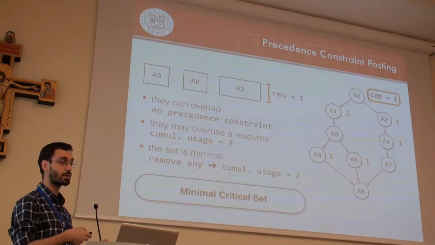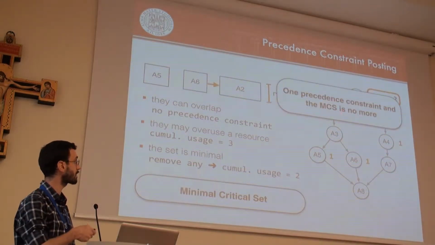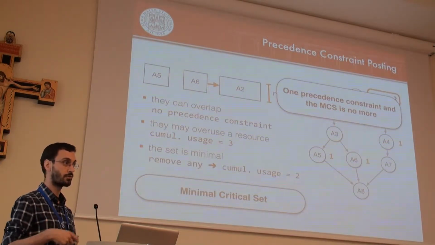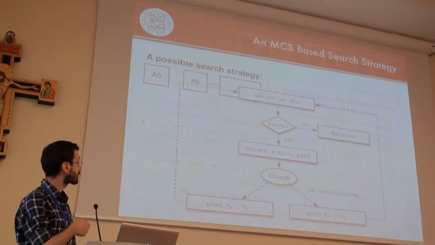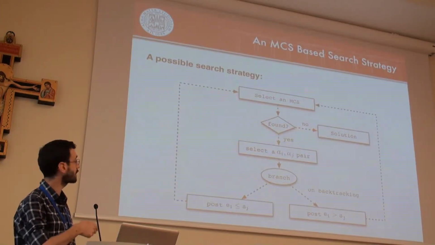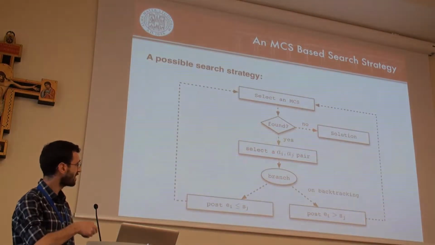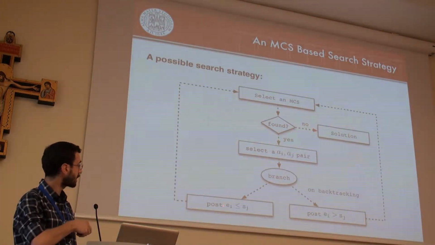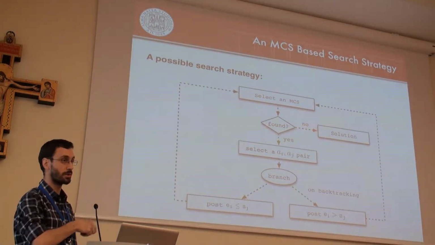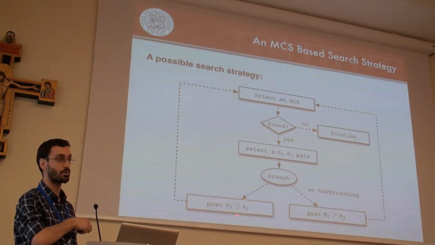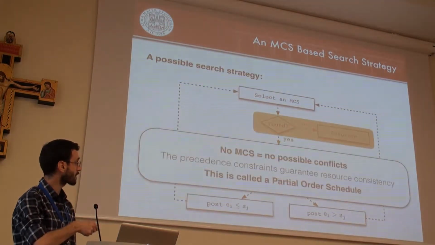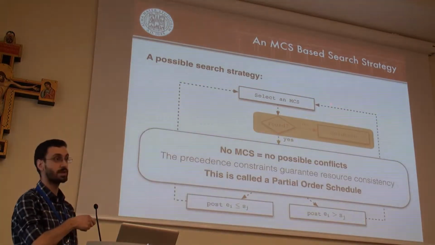Why is it interesting? Because it shares an important property with the previous set. The important property is this one. You add a precedence constraint and the critical set is no more. You have prevented the conflict. So this immediately suggests a possible search strategy. We can solve the problem by iteratively selecting a conflict set, selecting a pair of activities from the set, and posting a precedence constraint. Then we enforce temporal consistency, and we repeat this process. On the backtrack, we just negate the constraint that we have posted on the left branch. We stop the process when we can find no more minimal critical set.